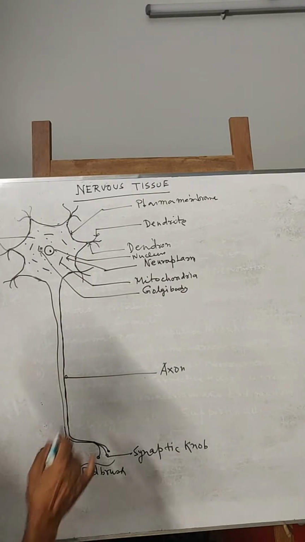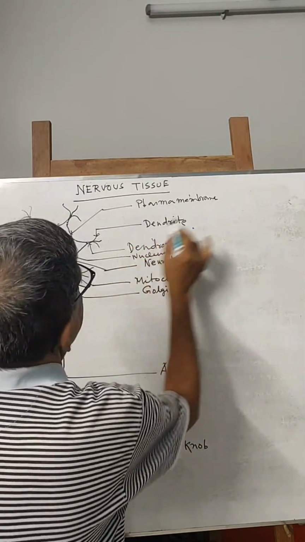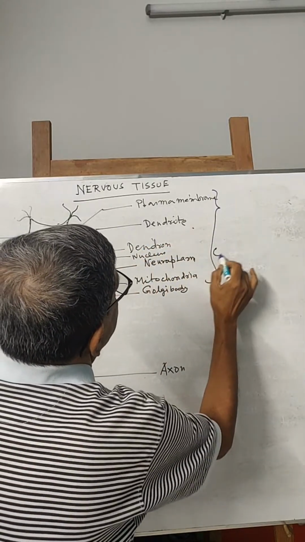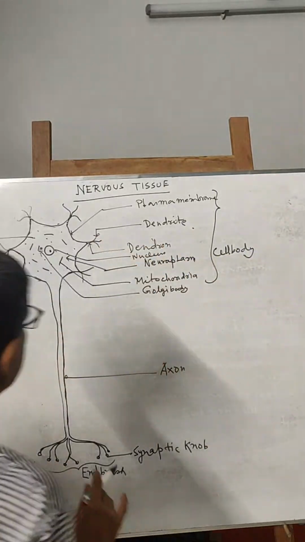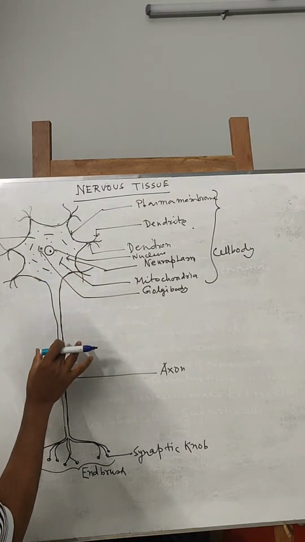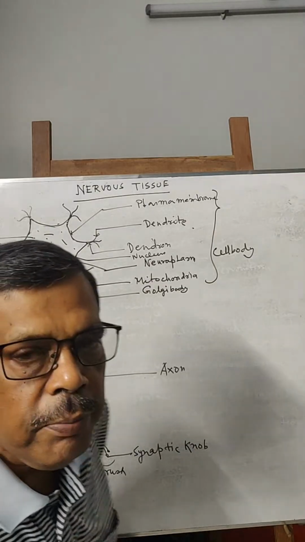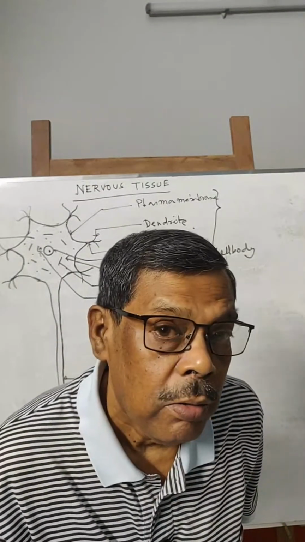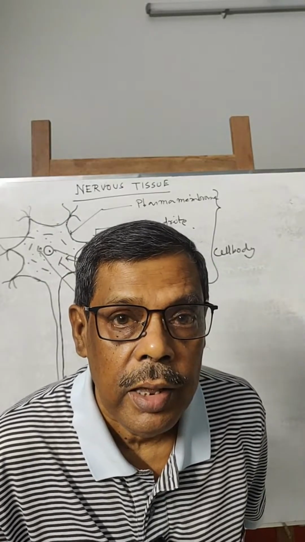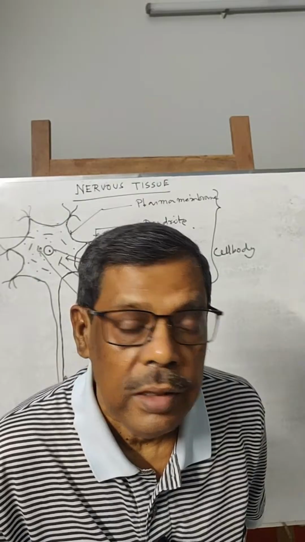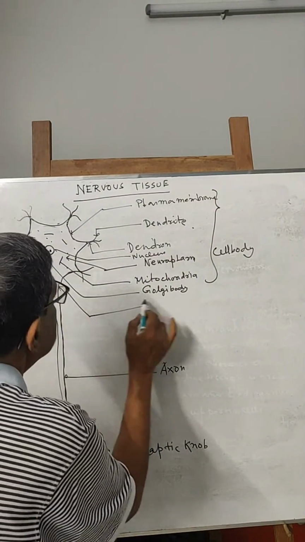Next, this is the cell body. Next, from the cell body, the axon arises. From which part of the cell body does the axon arise? This naked part is called the axon hillock.